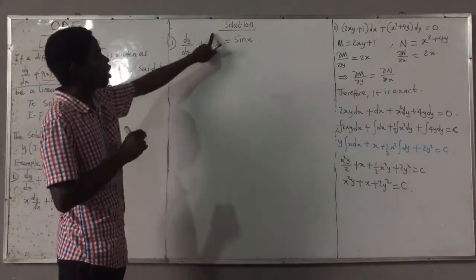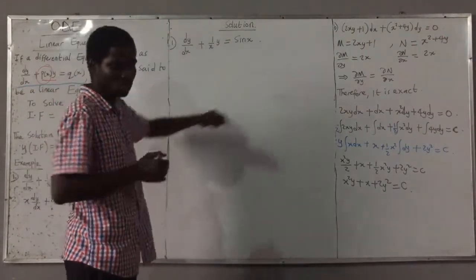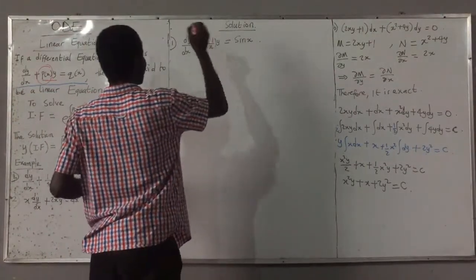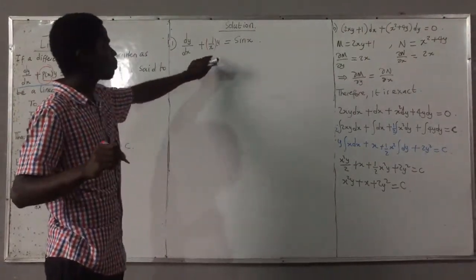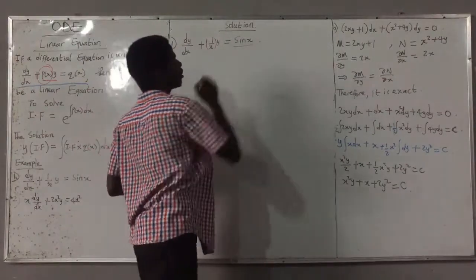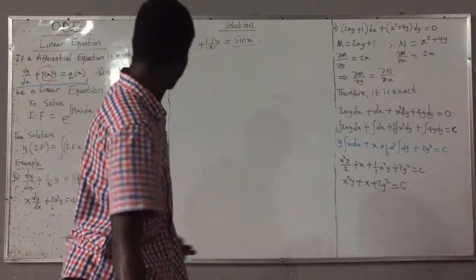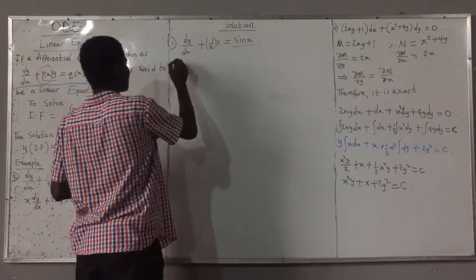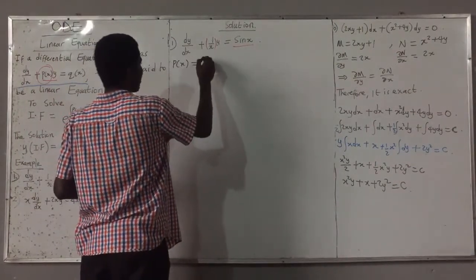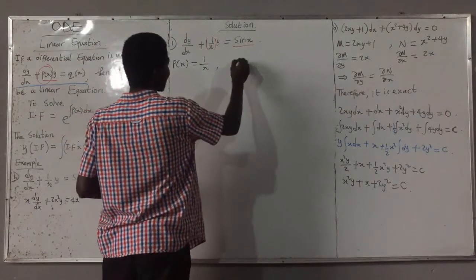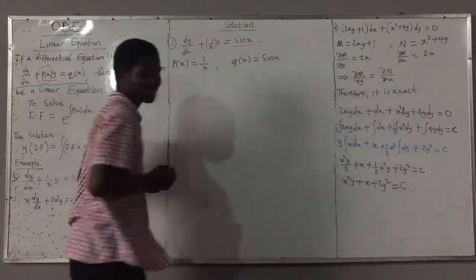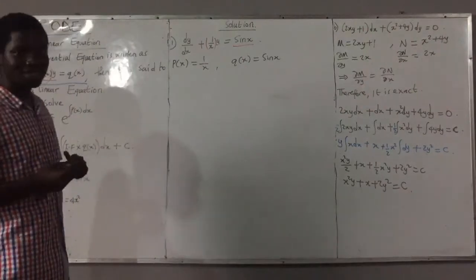dy/dx plus 1 over x times y equals sin x. So it is obvious that this will be your p of x, what is beside y, and what is here will be your q of x. Do you understand? So that means my p of x is 1 over x, and my q of x is sin x.